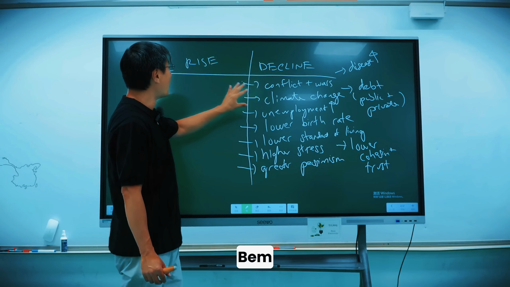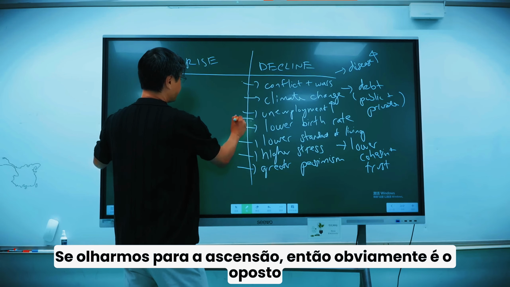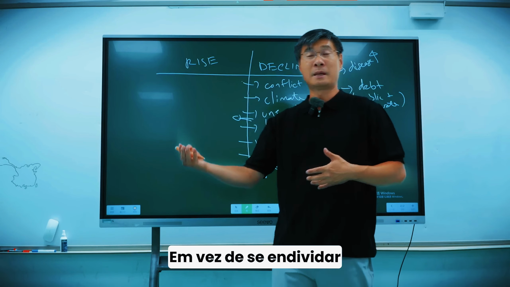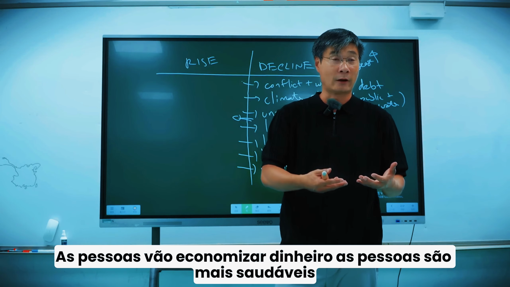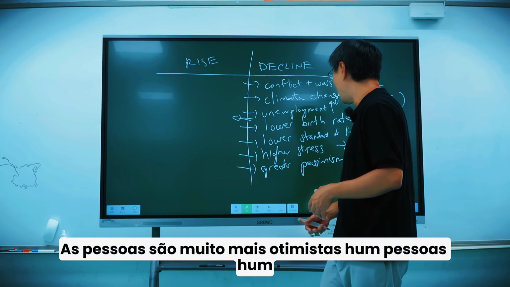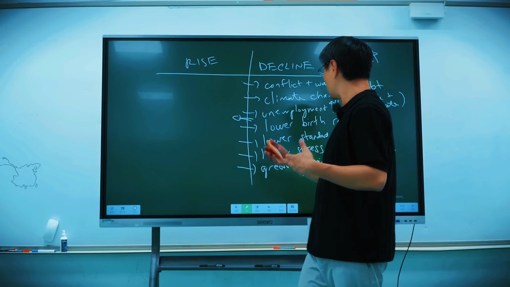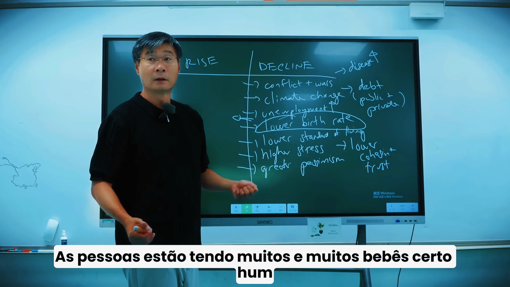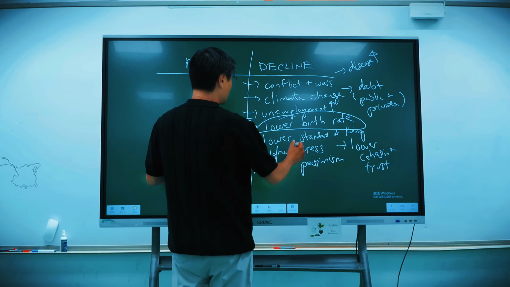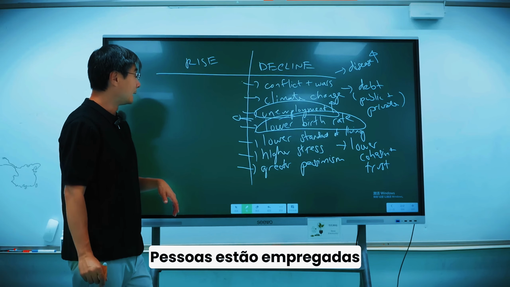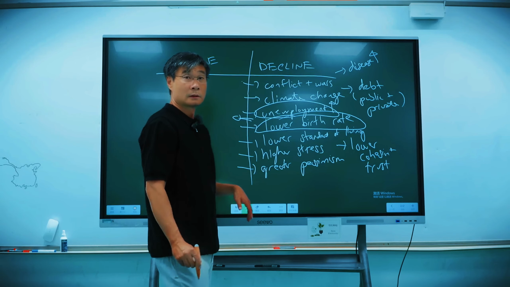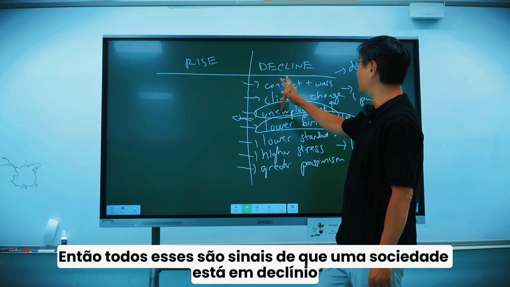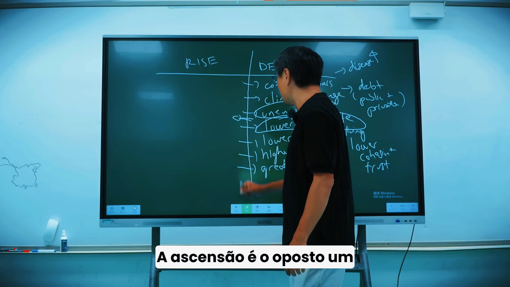Now, these are signs of decline. Well, if we look at rise, then obviously it's the opposite, right? People are much more willing to trust each other. Rather than going into debt, people will save money. People are healthier. People are much more optimistic. People are having lots and lots of babies, right? People are employed. Okay? So these are all signs that society is in decline. The rise, it's the opposite.